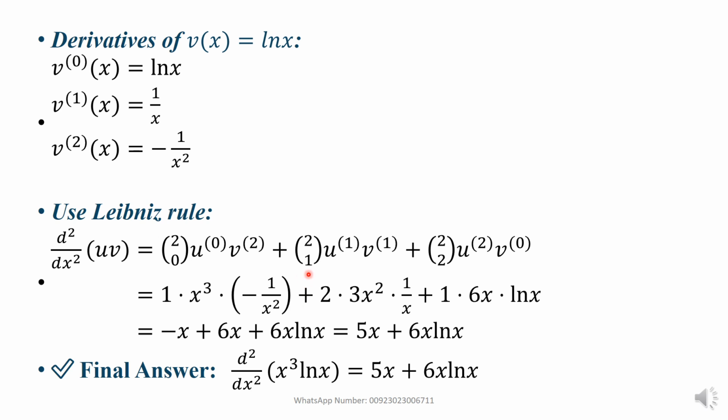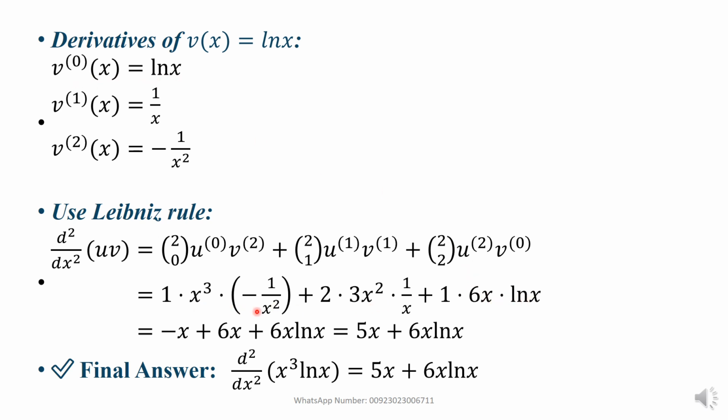Again binomial theorem formula: 2 factorial divided by 1 factorial, small bracket, 2 minus 1, bracket close, factorial. After the simplification we get 2, u power 1 is 3x square and v power 1 you can see 1 upon x. Plus sign you write same. 2 and 2, again binomial theorem formula, we get 1 and u power 2 you get 6x, v power 0 according to your question ln x.